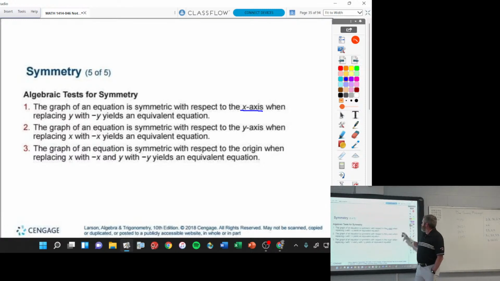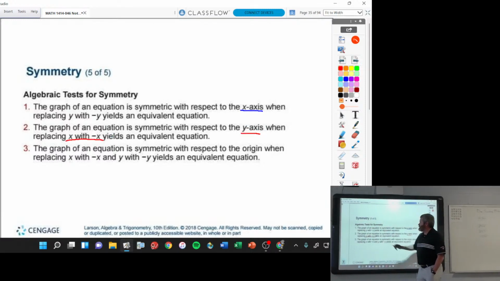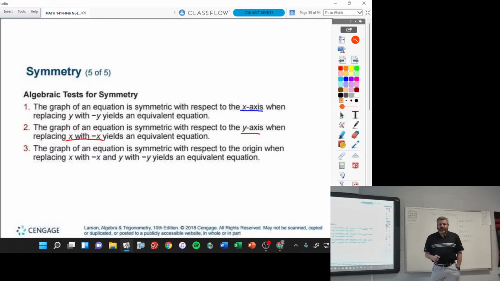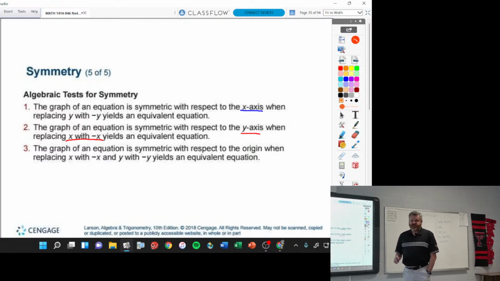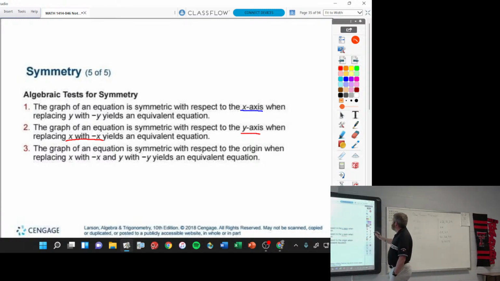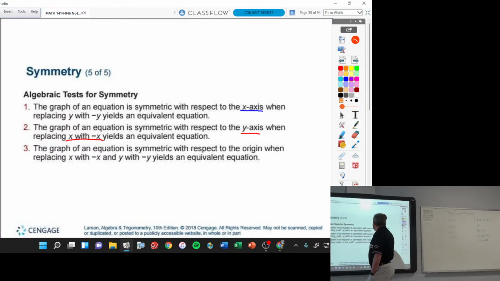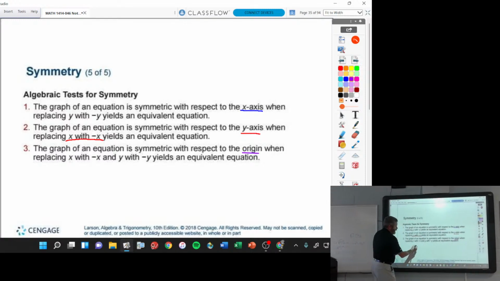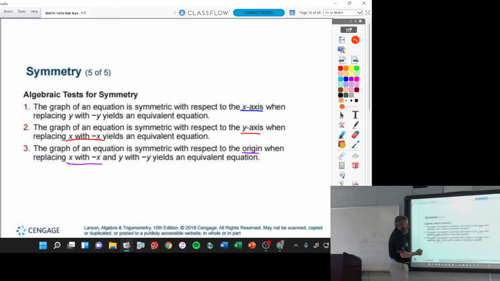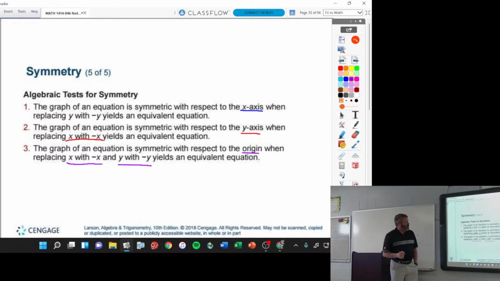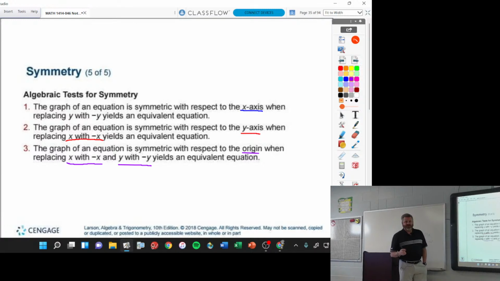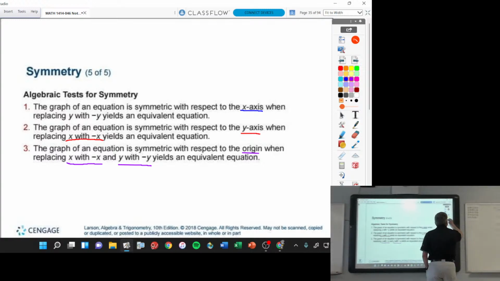To see if it's symmetric about the y-axis, what I do is I change x to negative x. And again, if I change x to negative x and simplify, if I get the same equation, yes, then it's symmetric about the y-axis. And of course, if I want to check for symmetry with the origin, I'm going to not only change the x to negative x, I'm also going to change y to negative y. And it's very important for origin symmetry that you do in fact change both x and y to see if you have the symmetry present.